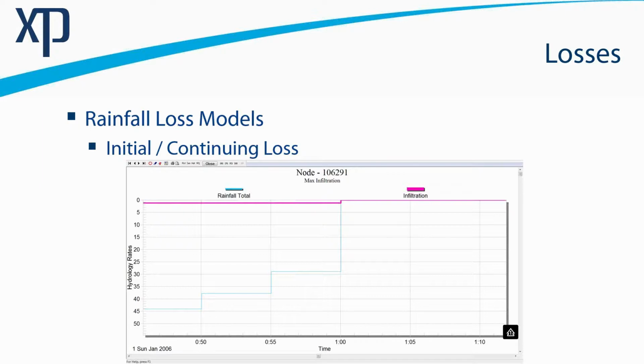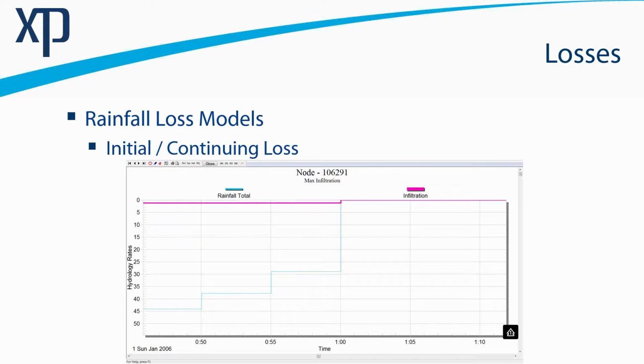There's a very simple initial and continuing loss, which you can apply to the rainfall. This approach takes an initial amount off the rainfall, then a continuing loss off the rainfall. So it reduces the amount of rainfall that actually falls onto your model. It's not infiltrating into the ground, it's reducing the amount of rainfall that actually falls onto your model.